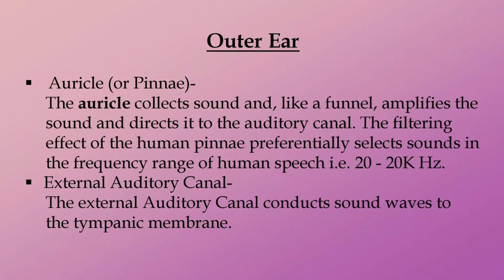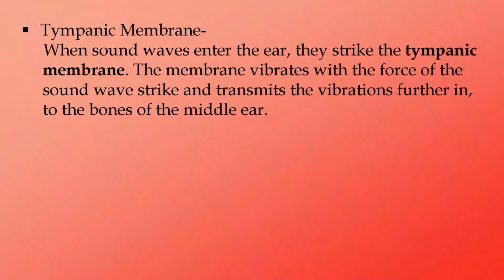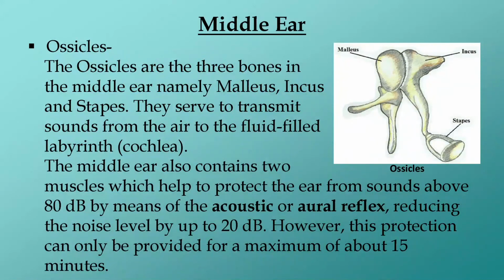Auricle. The auricle collects sound waves in the air and directs them into the auditory canal. It preferentially selects sounds that are in the range of audible frequency, that is from 20 to 20,000 Hz. Auditory canal. It conducts the sound waves to the tympanic membrane or eardrum. Tympanic membrane. Sound waves reaching the eardrum cause it to vibrate and transmits the vibrations further to the bones of the middle ear.